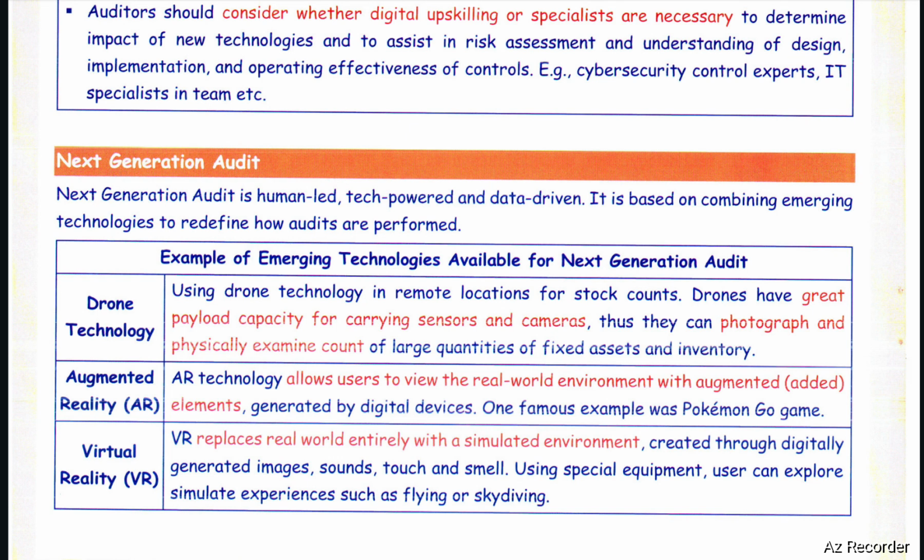Second, augmented reality (AR). Augmented reality, that is AR technology, allows users to view the real world environment with added elements generated by digital devices. One famous example was the Pokemon Go game. Next, virtual reality (VR). VR replaces the real world entirely with a simulated environment created through digitally generated images, sounds, touch, and smell. Using special equipment, users can explore simulated experiences such as flying or skydiving.